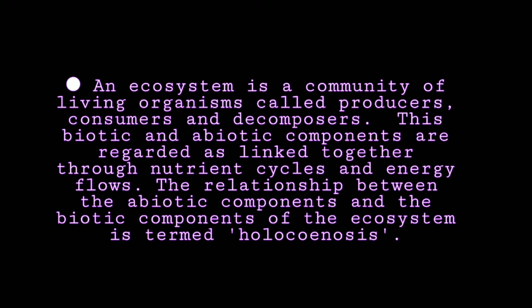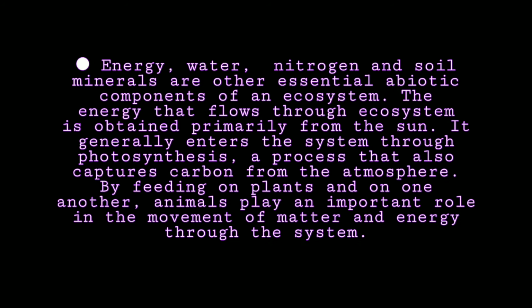An ecosystem is a community of living organisms called producers, consumers, and decomposers. These biotic and abiotic components are regarded as linked together through nutrient cycles and energy flows. The relationship between the abiotic components and the biotic components of the ecosystem is termed holocenosis. Energy, water, nitrogen, and soil minerals are other essential abiotic components of an ecosystem.